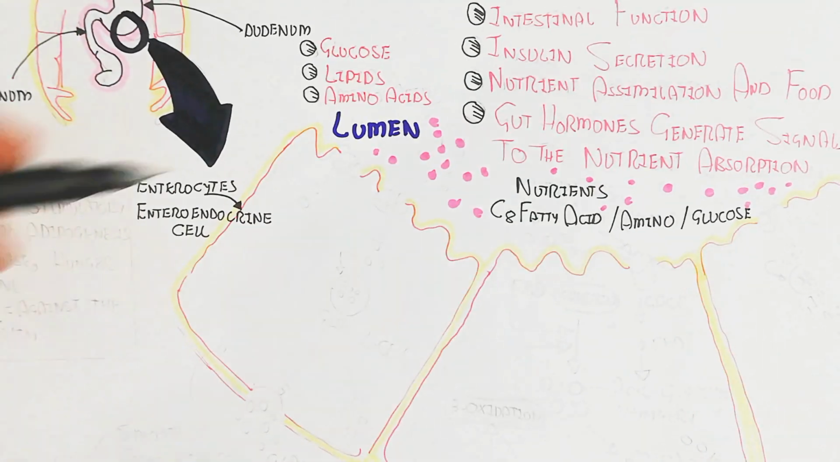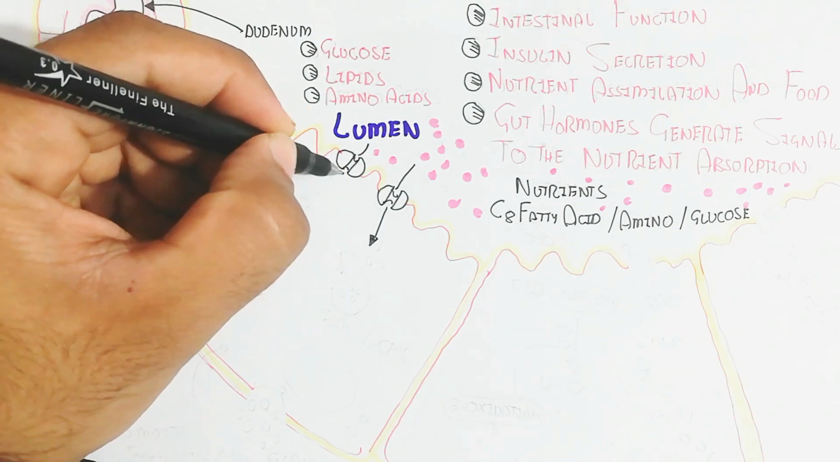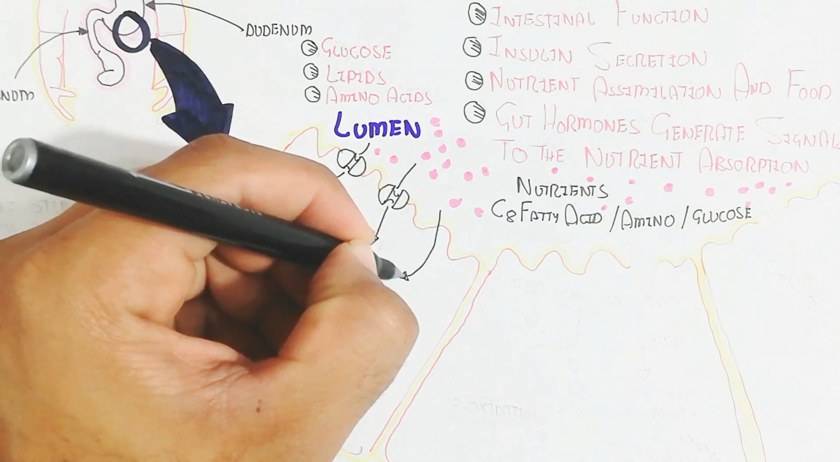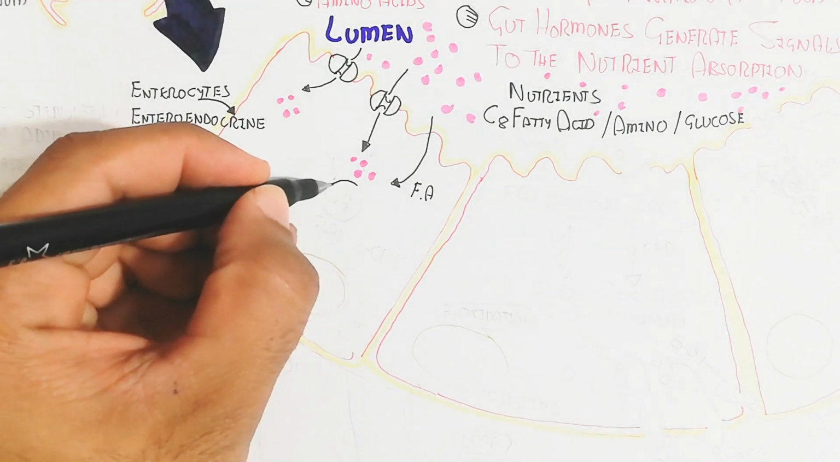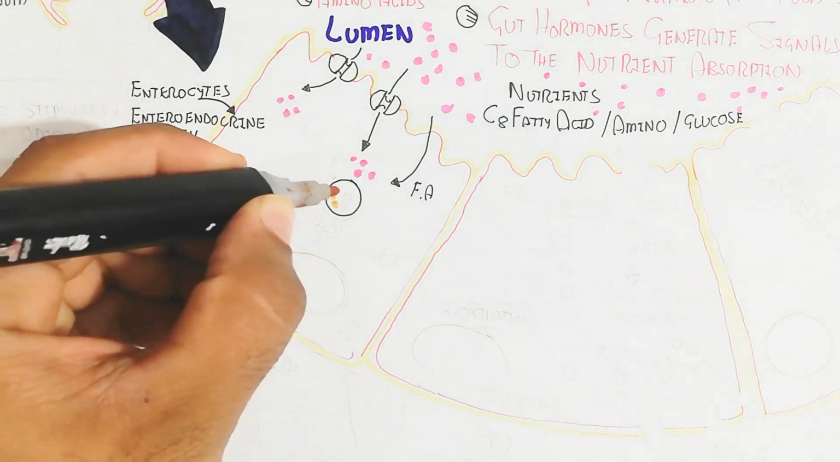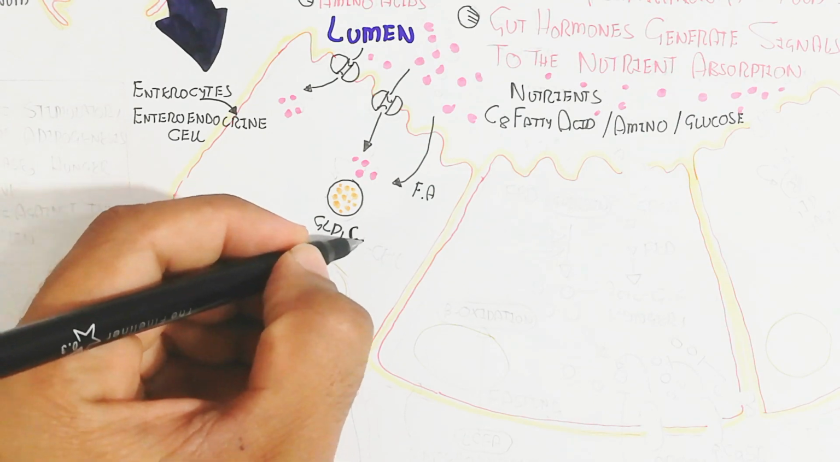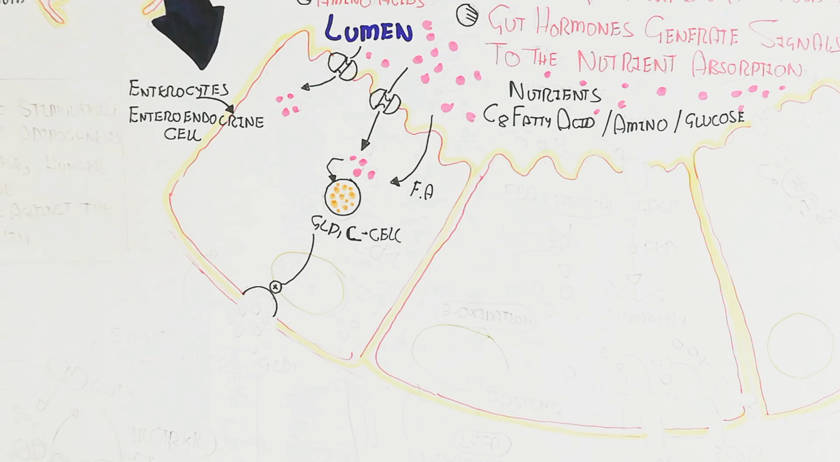The medium-chain fatty acids, when increased in the lumen, as well as amino acids and glucose, will enter the L cell. This is the L cell, and it is an enteroendocrine cell. When free fatty acid and glucose enter, this will lead to exocytosis of GLP-1 from the L cell. The GLP-1 will be exocytosed and go into the blood circulatory system. It is known as glucagon-like peptide 1, a peptide hormone.